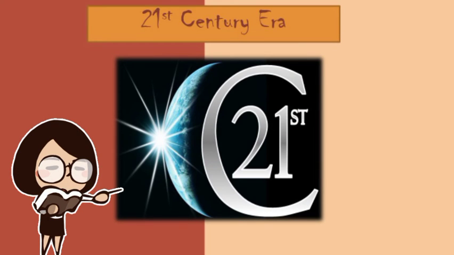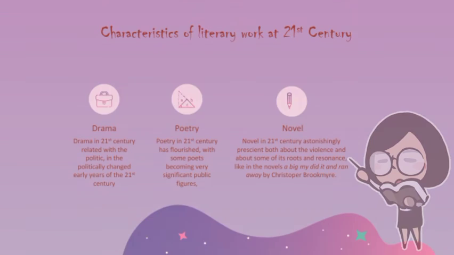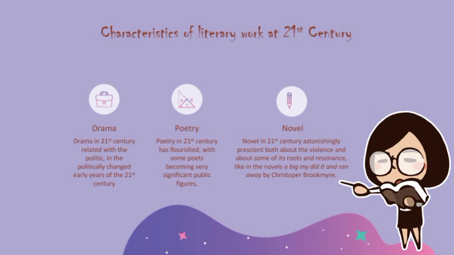And now we are in the last era, which is the 21st century era, which started from 2000 until now. And here are characteristics of literary work in the 21st century era. The first one is drama. Drama in the 21st century relates to the politics of the politically changed early years of the 21st century. The second one is poetry. Poetry in the 21st century has flourished, with some poets becoming very significant public figures.